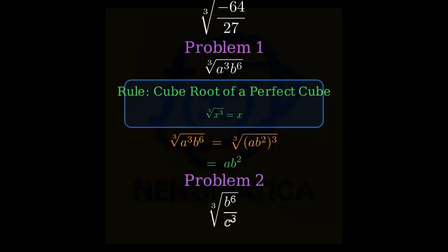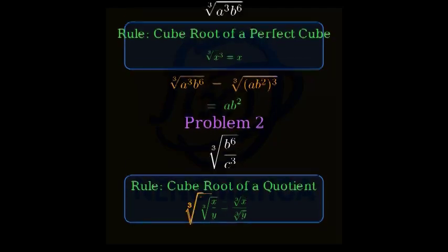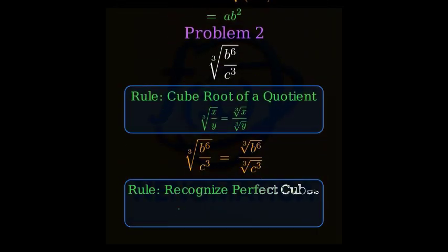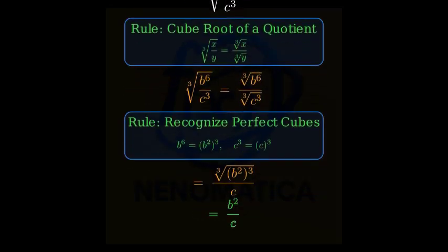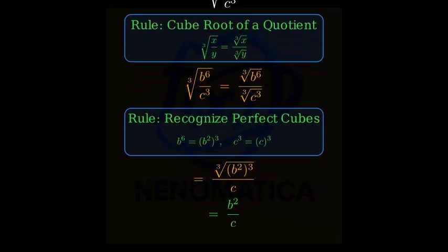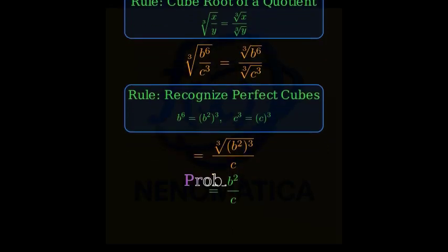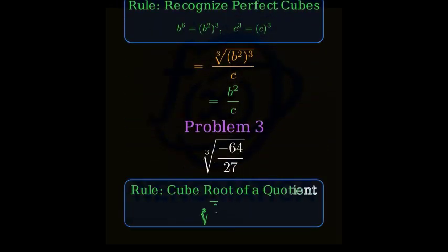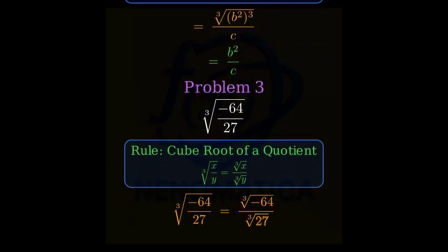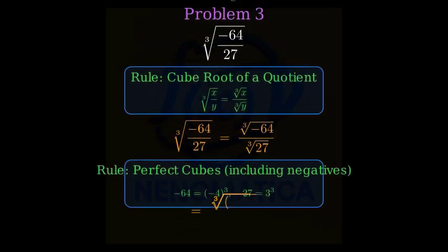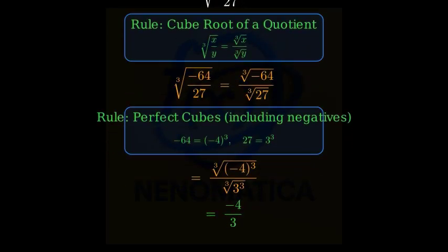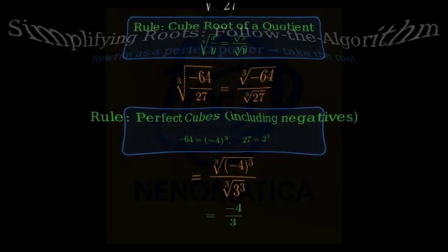Problem 2. The cube root of b to the sixth divided by c to the third. The algorithm first separates the cube root of a quotient into a quotient of cube roots. Next, rewrite b to the sixth as the quantity b squared, all cubed. Finally, evaluate the cube roots to get b squared over c. Problem 3. The cube root of -64 over 27. First, separate it into a quotient of cube roots. Then, recognize both numerator and denominator as perfect cubes, -4 cubed and 3 cubed. Finally, take the cube roots to obtain -4 over 3.